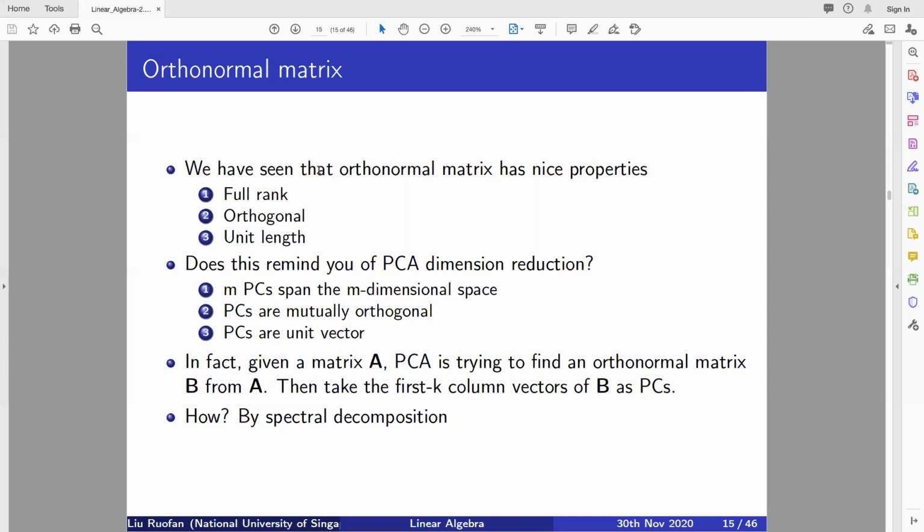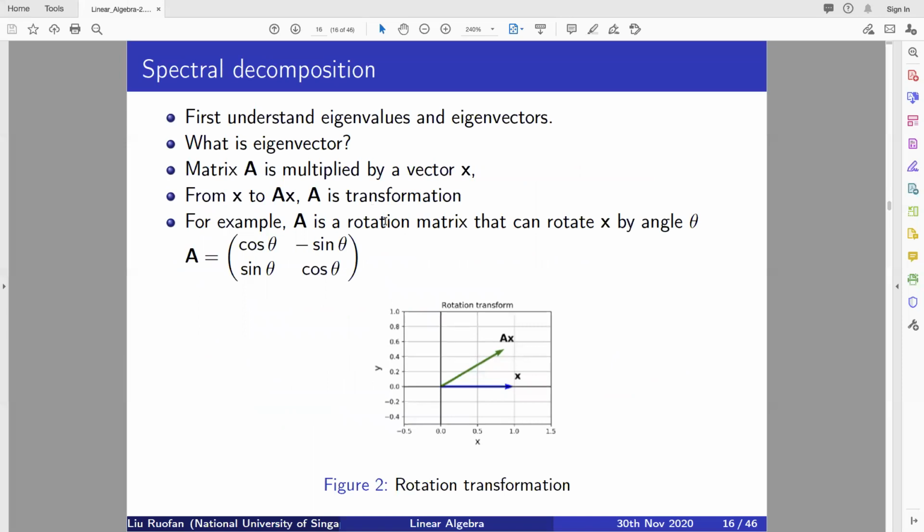To introduce spectral decomposition, we need to first introduce what eigenvalue and eigenvector are. And this is the rotation matrix Wang has mentioned. If we have a matrix A multiplied by vector x, from x to Ax, we can view A as trying to transform x. So A is just a transformation. For example, A is a rotation matrix that can rotate x by angle theta.